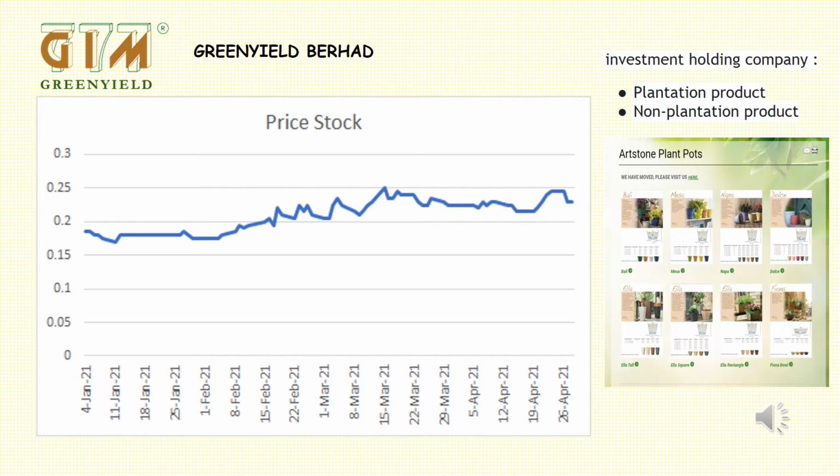Greenye Berhad is an investment holding company which operates through two segments, plantation products and non-plantation products. The graph shows the stock price of Greenye company.